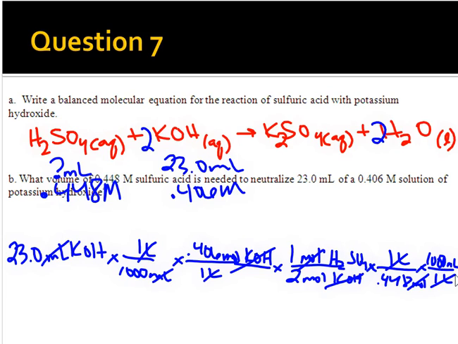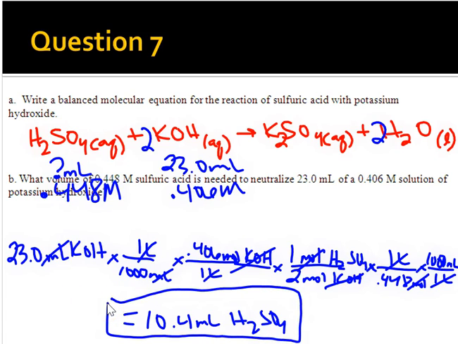Okay, so now we just have to calculate through. So 23.0 times 0.406 times 1,000 divided by 1,000. Those steps could have been canceled out if you wanted to. Divided by 2, and then divided by 0.448. Looks like we need to have 3 significant figures here. So my answer is 10.4 milliliters of H2SO4 is needed.